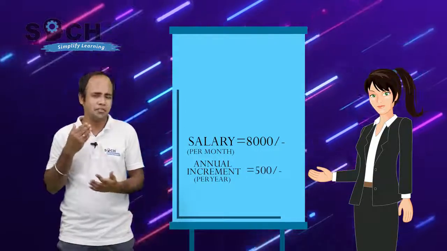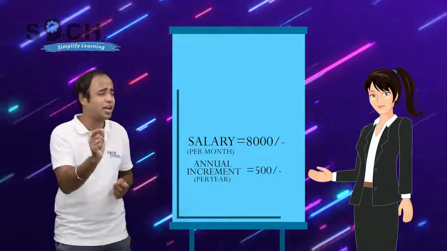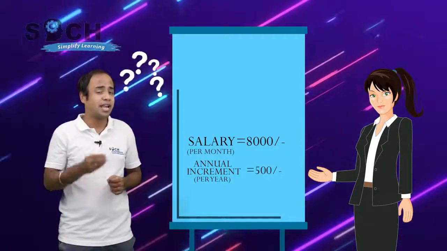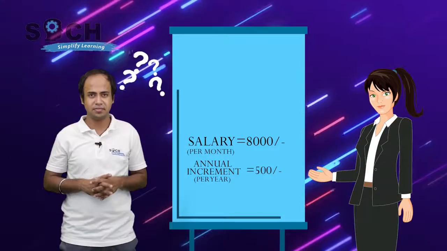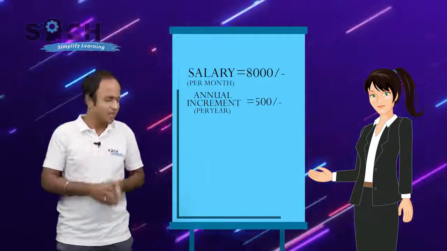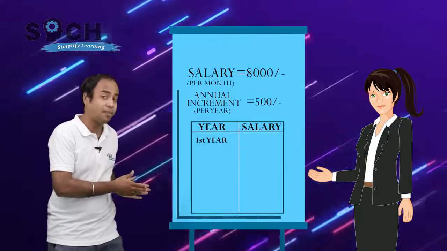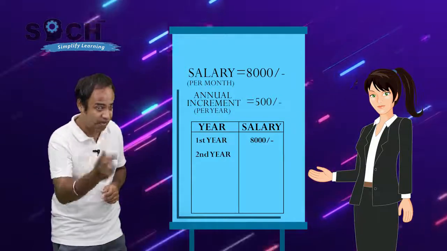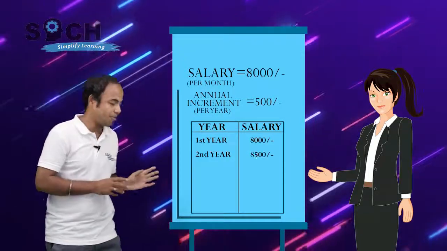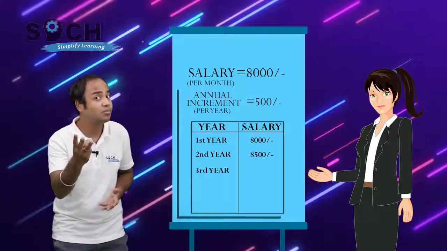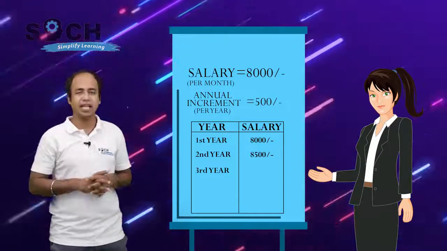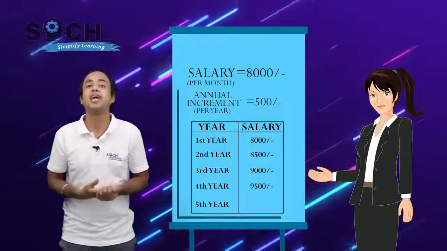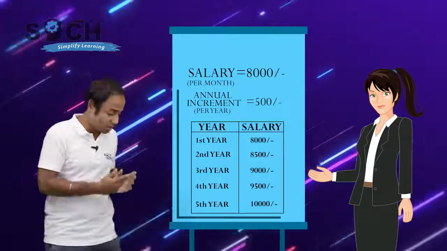So tell me, my dear friend, I ask you a simple question here. What will be her incremented payment at the 5th year, at the end of the 5th year? What do you think? Let's check out. In the first year, how much was Reena's payment? 8,000. In the second year, it will increment by how much? 500, because annual increment is 500. So it will become 8,500. Third year, tell me, yes, that is 9,000. Fourth year, yes, 9,500. Fifth year, it has to be what? 10,000.